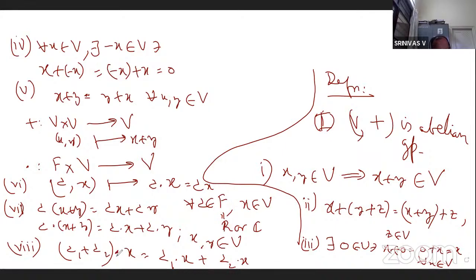A scalar times a vector is a scalar product, and this scalar product is assumed to be closed. If we assume it to be closed, then this scalar product is in V. Therefore, this is a vector in V. Similarly, c1 is a scalar, x is a vector, c1 dot x is a scalar product, an element in V, if we assume V to be closed under scalar multiplication. So this is vector addition, and this is scalar addition. This speaks about the distributivity of scalar multiplication over scalar addition.